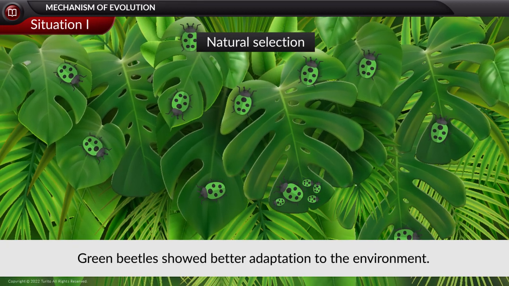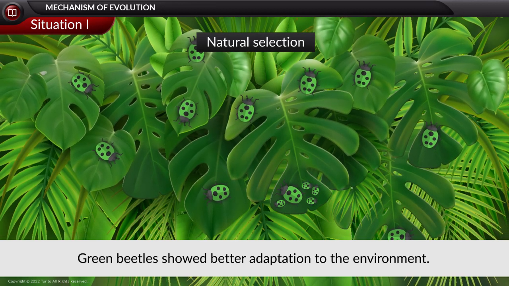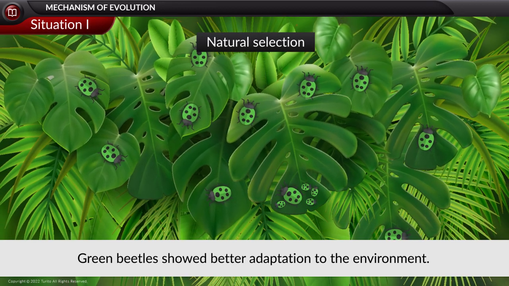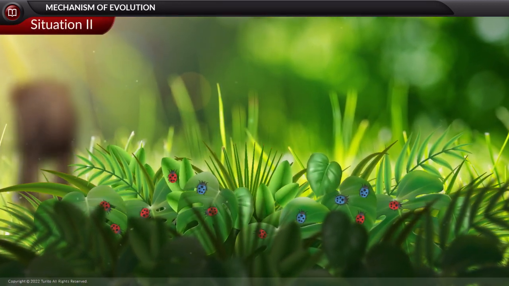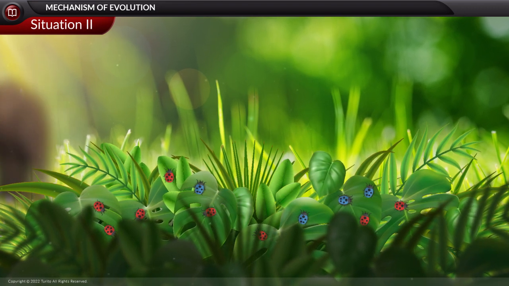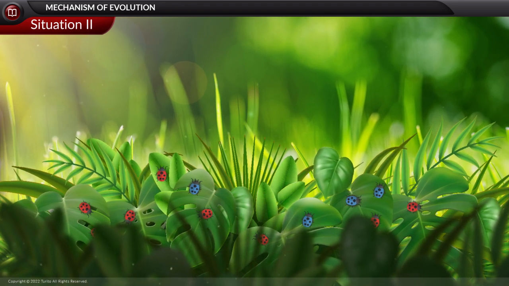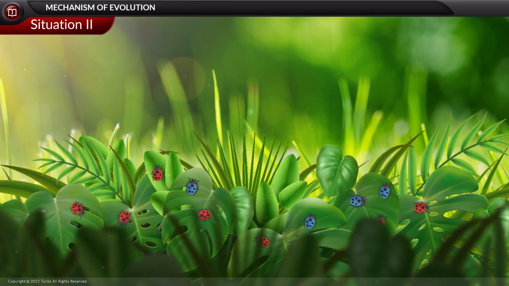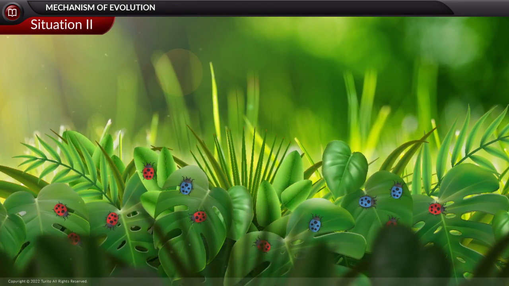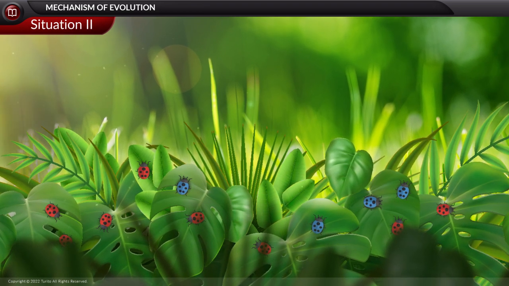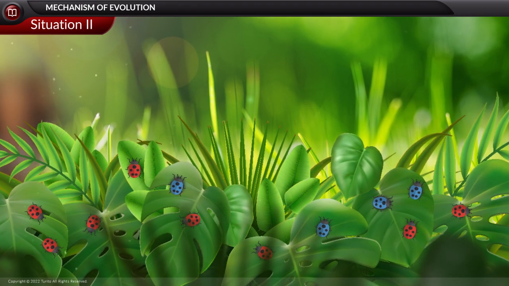Green beetles got adapted to an environment much better, and they became more common due to their survival advantage and got naturally selected. In the second situation, suppose another color variation occurs in beetles of the original population, which were red, and a blue-colored beetle arises accidentally in one generation in this population. As it expands, there are a few blue beetles, but most of them are red. In the predatory aspect, crows see both blue and red-colored beetles on green leaves and eat them.